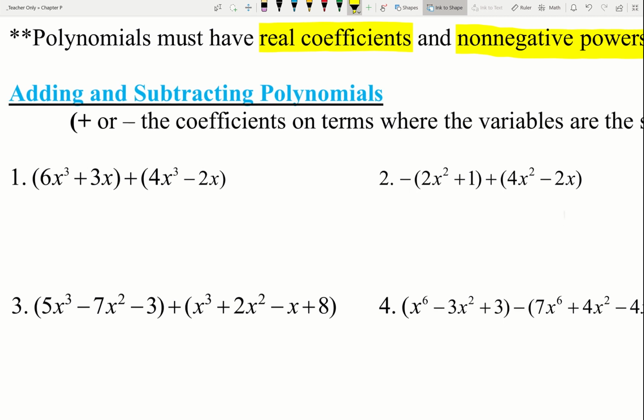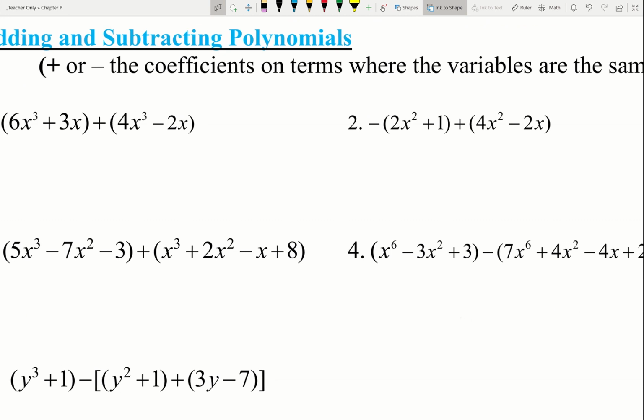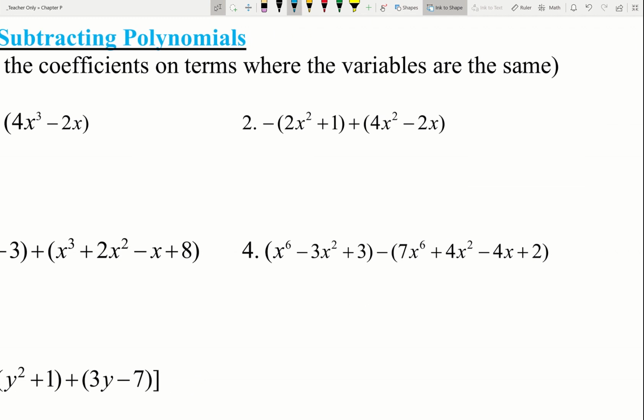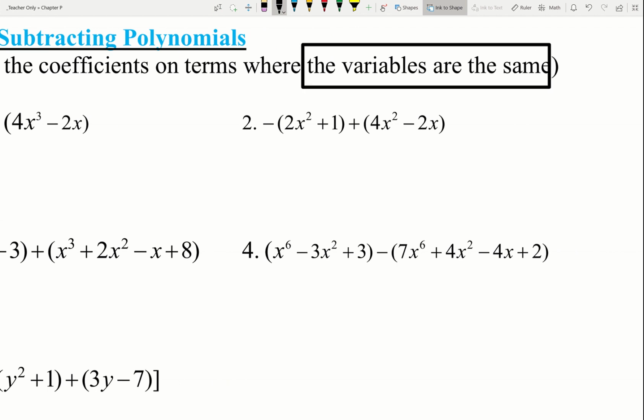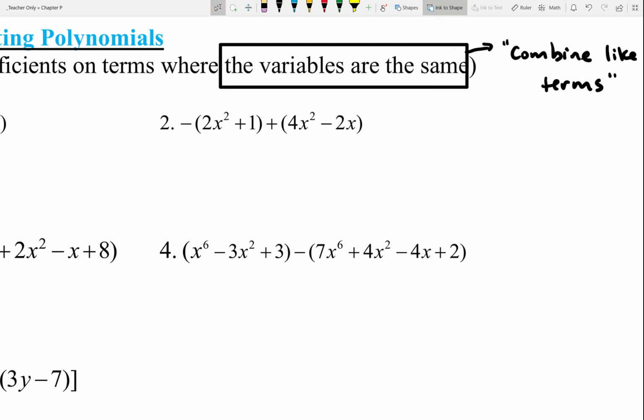Okay, and so now that we know what a polynomial is, what I want to do is take a little bit of time and introduce how we might add or subtract polynomials. And so a little bit of a descriptive sentence here. It says we would want to add or subtract the coefficients on terms where the variables are the same. And I'm going to actually box that here because that's the most important part, is we need to identify variables that are the same, because essentially what this is saying is that we need to simply combine like terms. And so you guys have been doing that in your algebra classes for a long time now, is combining like terms. And so that's how we're going to check to see if they are like terms, is if their variable parts are identically matching. Okay?